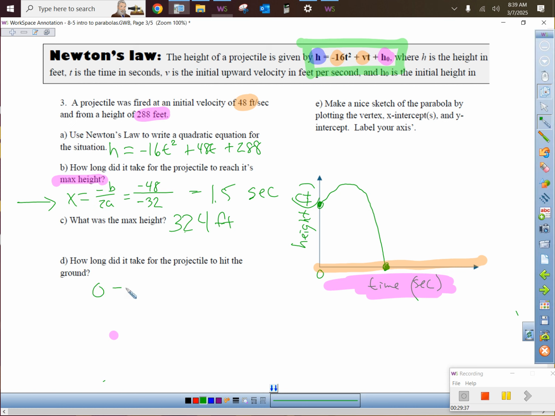So we're going to do it. 0 equals negative 16t squared plus 48t plus 288. Do you see how I'm going to put 0 in for the height? It's not the initial height at all. 288 was the initial height. 0 is the height I would like to know it at, right?